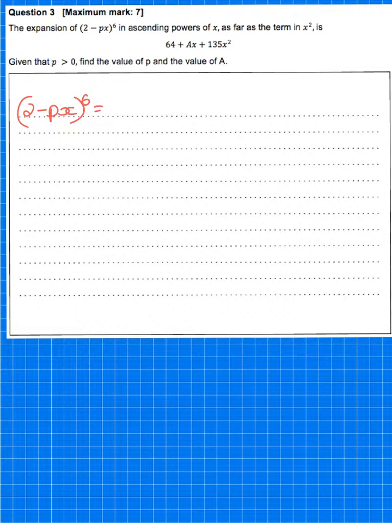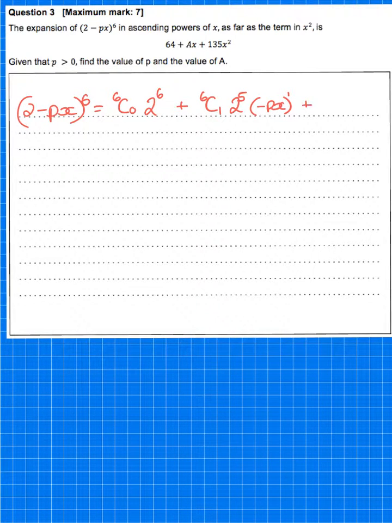Okay, we'd have the coefficients 6 choose 0, which would just be 1, 2 to the power of 6, and then negative px to the power of 0. So I'm not even going to write that bit down because it's to the power of 0. Then we'd have the coefficient 6 choose 1, and this time 2 to the power of 5, and then negative px to the power of 1.